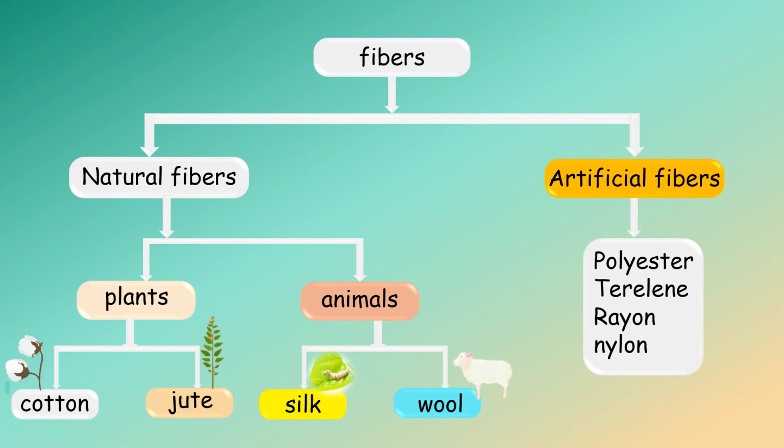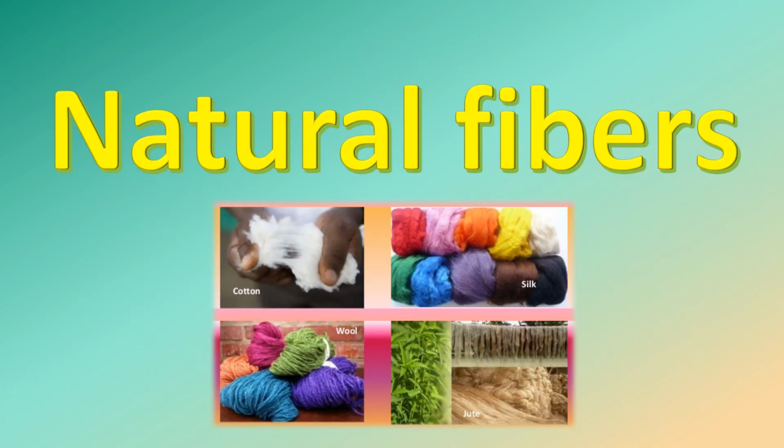Polyester, terylene, rayon, nylon, etc. are artificial fibers. These artificial fibers are known as synthetic fibers. They are made with chemicals. Now let us discuss natural fibers.